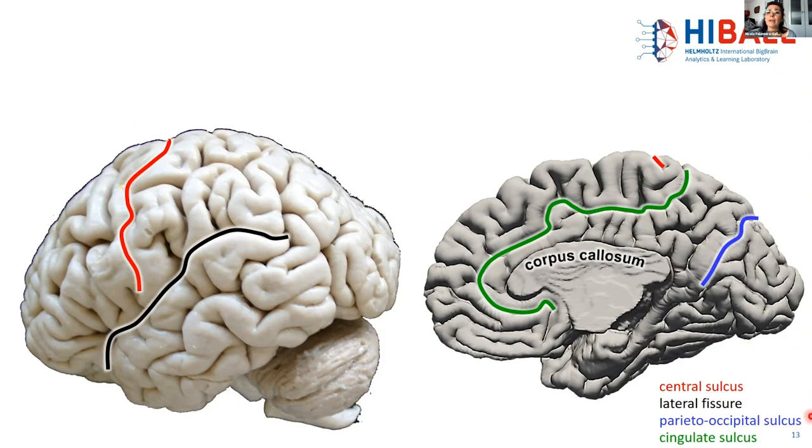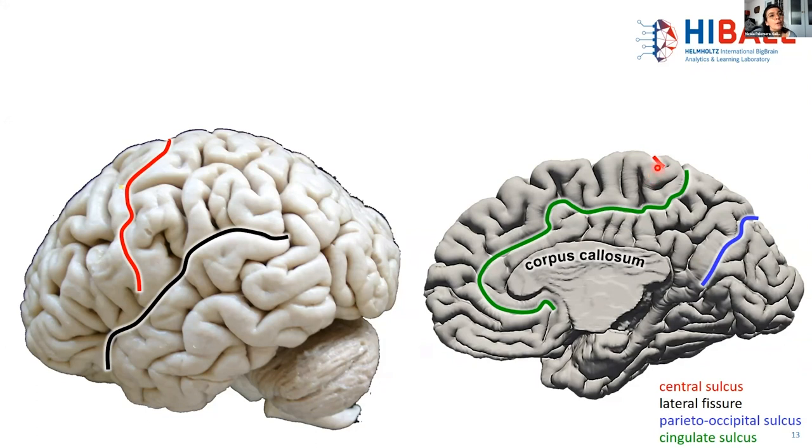And I've highlighted a couple of sulci in different colors. We've got the, I'm sorry, I'm having problems here with my mouse and the screens. You can see the central sulcus highlighted in red, the lateral fissure in black. On the medial surface, we've got the parietal occipital sulcus in blue, the cingulate sulcus in green.